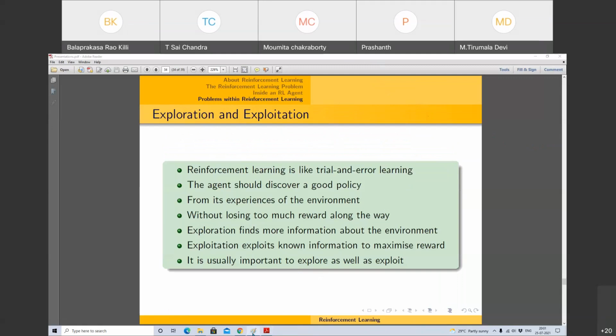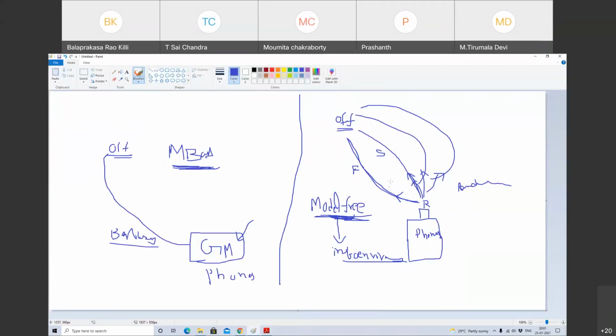Now let us discuss this model-free approach. Let us say on the first day you have visited using the first path, on the second day you have visited using the second path, and you have realized that the second path is better than the first path. On the third day, will you go using the third path, or will you go using the second path, which is best so far? So here comes the problem of exploration versus exploitation.